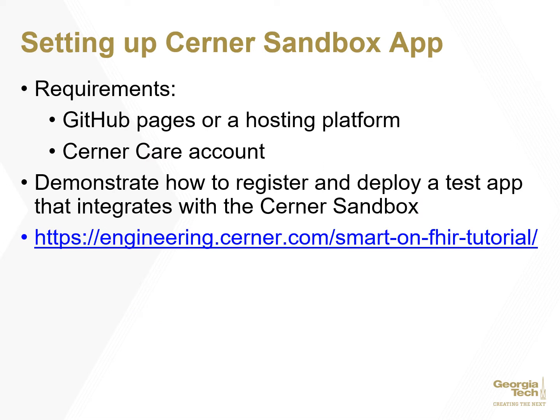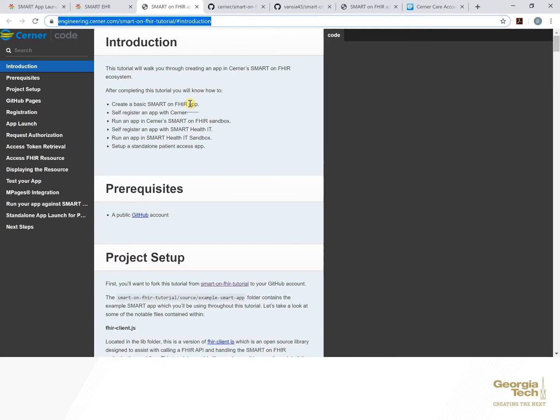Cerner, being one of the top EHR vendors, has provided a sandbox environment to test SMART on FHIR apps for developers. So for this first tutorial, I will show you how to get set up with the Cerner sandbox environment and deploy your first app. Some of the requirements include you'll need access to GitHub pages or a hosting platform such as Heroku, and you will also need a Cerner Care account, which is free. You can access the tutorial using the link provided. Cerner has provided a tutorial and sample code to get your first SMART on FHIR app running on their Cerner sandbox environment. Next, go to the GitHub page and fork their tutorial.